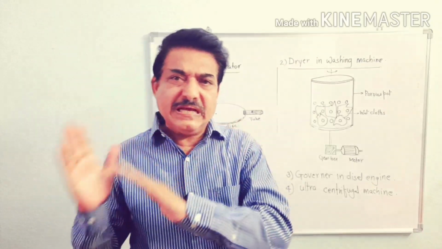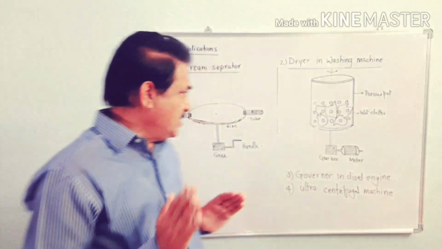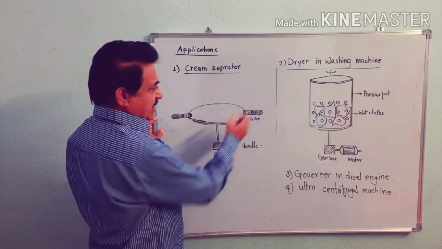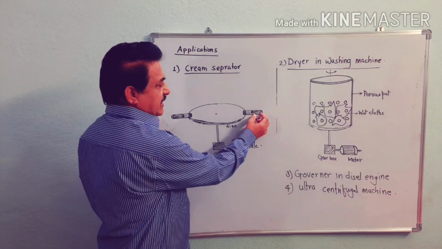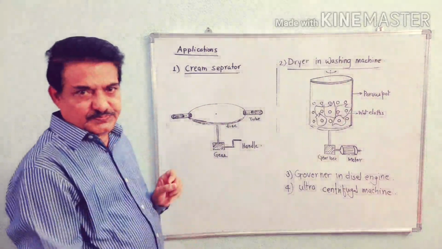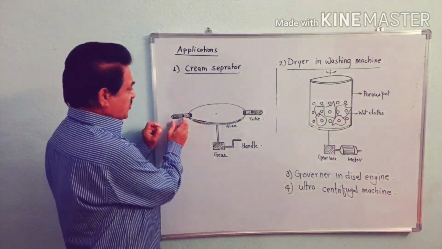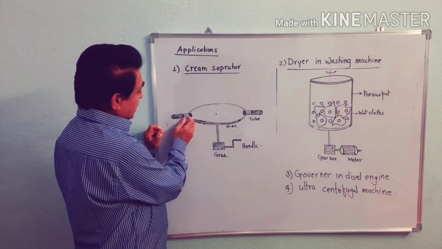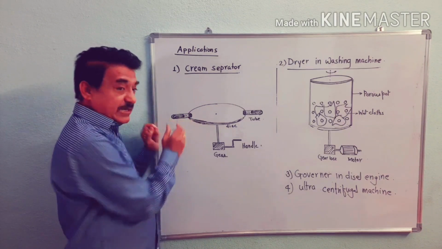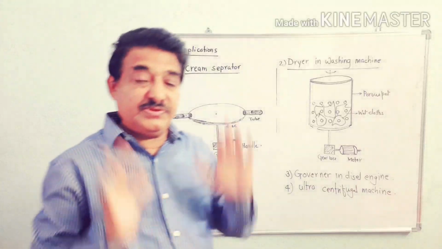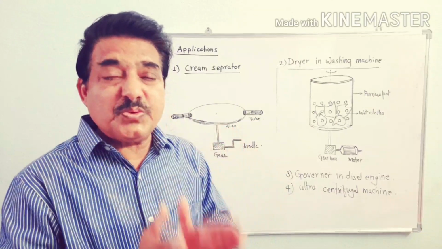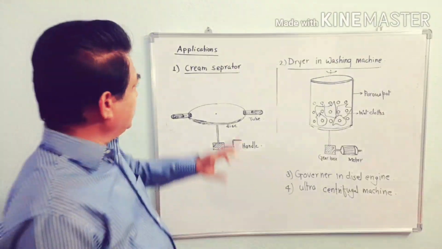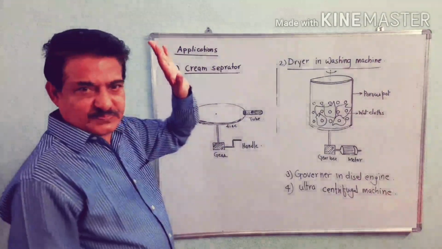As cream is lighter than the water, cream is collected at the neck and curd is present in the lower part of the tube. So in this tube also, cream is collected at the neck and curd is present in the lower part of the tube. So in this way we can check the quality of this milk using the cream separator.